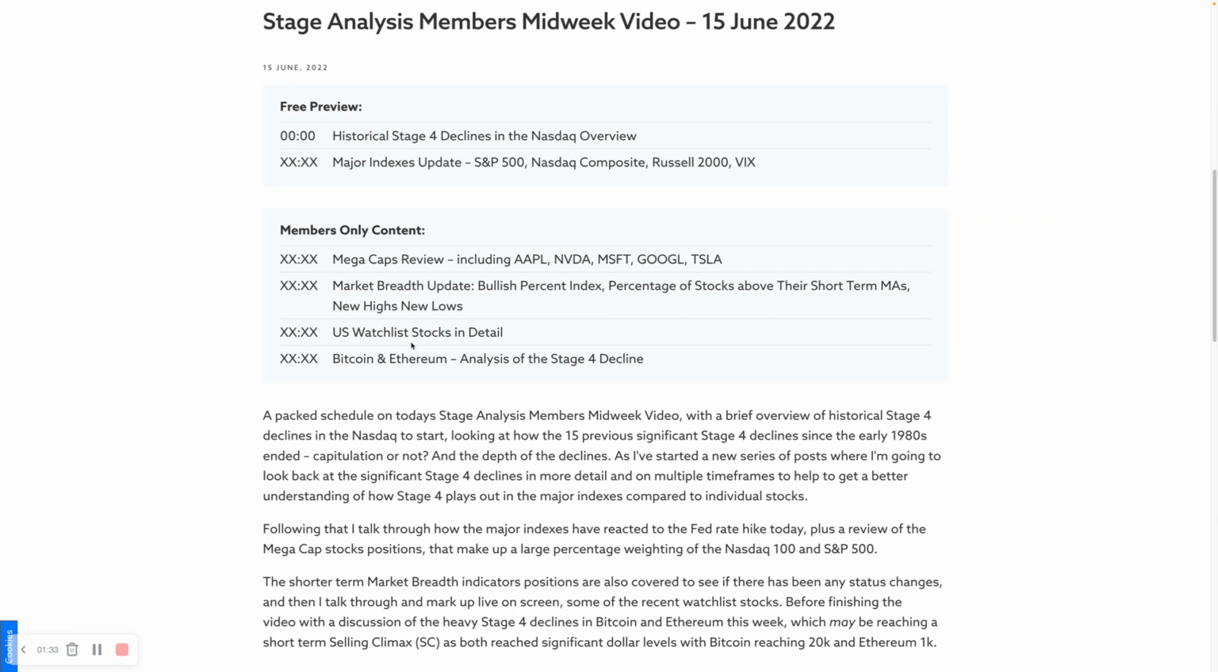I just wanted to do a quick overview of that at the start of the video before going into the major indexes update. Then we're going to have a look at some of the mega caps that make up the bulk of the major indexes' weighting, for example Apple, Nvidia, Microsoft, Google, Tesla, etc. A quick look at where they are currently and how they're developing with what's going on with the Fed decision today. Potentially a pivotal point for the market, as often can form trending behavior following the Fed decision. So it should be an interesting one in the coming days.